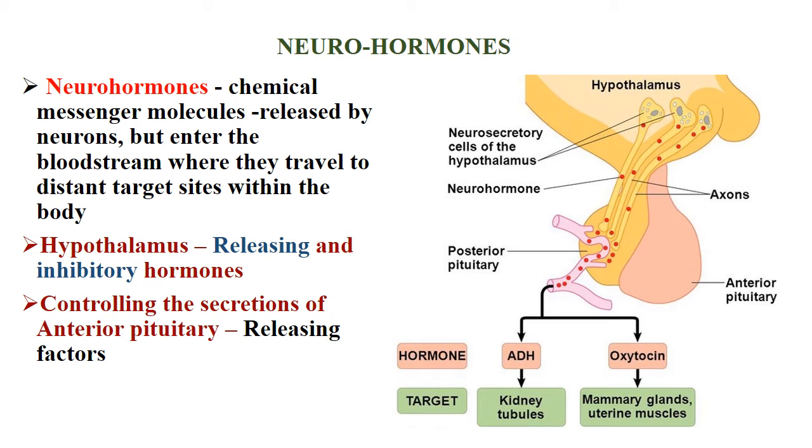We have discussed the effects of ADH and oxytocin in the previous class. That is, ADH targets the kidney tubules and is involved in the reabsorption of water, that means it is involved in the water balance. Oxytocin targets the mammary glands and the uterine muscle during parturition, inducing the contraction of the uterine muscle, and during the suckling of the baby, it is responsible for the ejection of the milk.